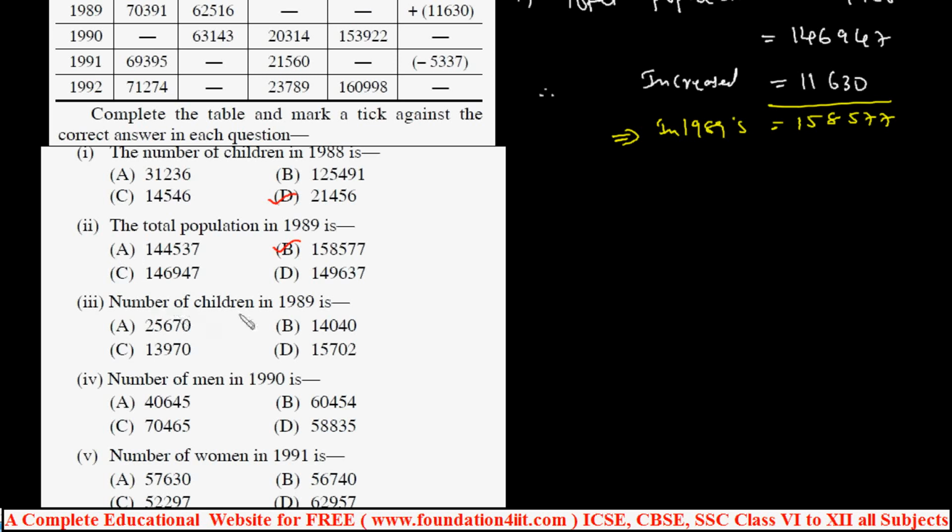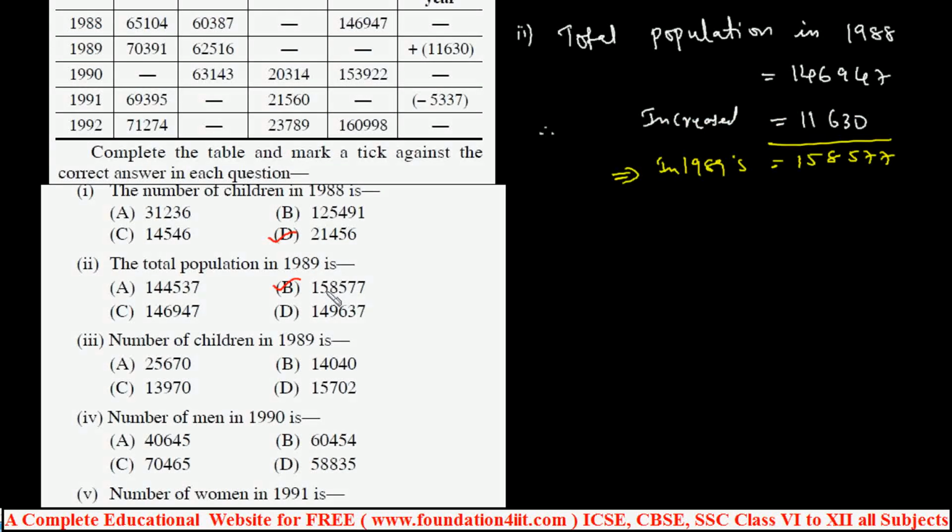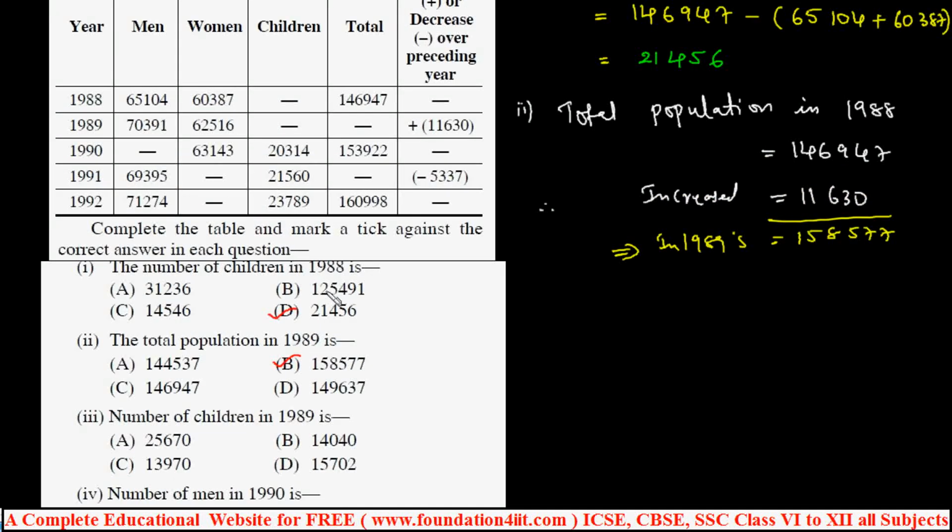The third one is the number of children in 1989. In 1989 there are no children given, but the total we got just from the previous. Okay, this we can use in this.